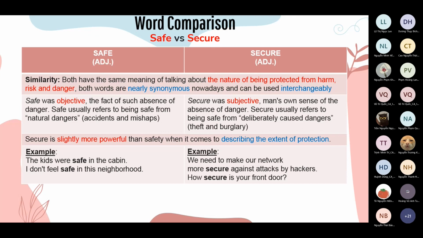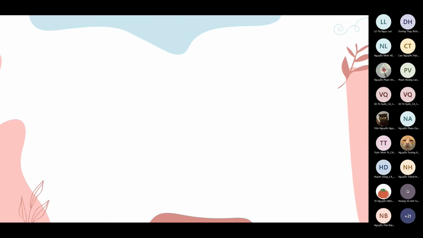So to summarize, safe versus secure. Safe is the fact of being protected from all kinds of danger, even ones that are out of our control, while secure is being safe from all the danger that we can control, but not anything outside of that. So there's that. Okay, that would be the end of my short word comparison part.